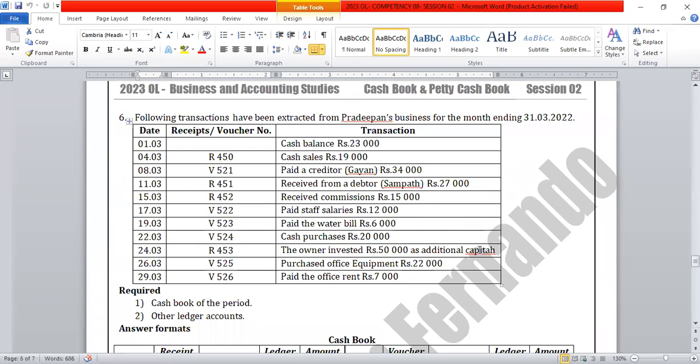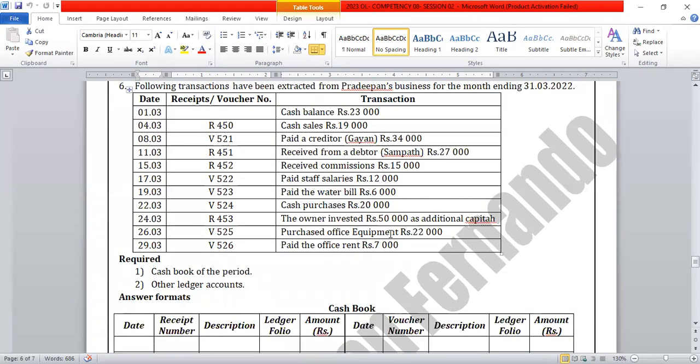But not all. Some are not sending me the answers, the right answers. Completed tutorials, right? So I told you it is up to you. You can decide whether you want any comments of mine. If you want them, you can use it that way. So please mark this question number 6 as homework, same set of information, cash book of the period, other ledger accounts.